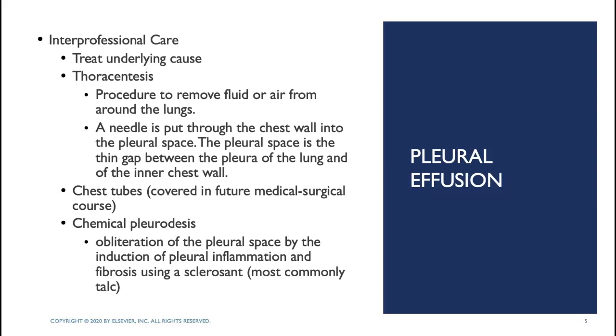Now, one of the things that we typically do is a thoracentesis, especially if they have a large volume. And that's where they do a procedure to remove fluid, or if there's air in there, from around the lungs. They put a needle into the space, into the chest wall, and then they actually drain that out. Depending on how much they get out, they might hook them up to a chest tube when they're doing that drainage, and that is talked about in a future class.